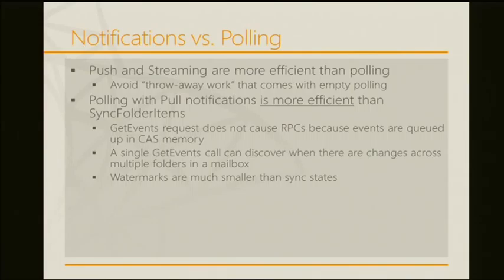Another advantage to pull notifications is that, like I was describing before, they can go across multiple folders in a mailbox or multiple folders across mailboxes, where sync folder items can't. And another interesting note: the watermarks that we were looking at in these requests are much smaller than the sync state that we will look at with the sync folder items call. So in terms of the amount of data that you're sending and receiving over the wire, the watermark is going to be smaller than a sync state.